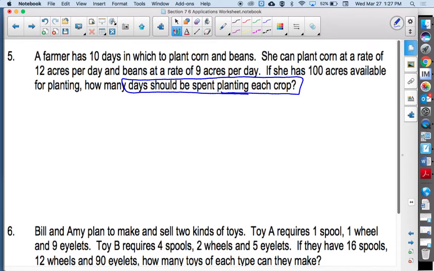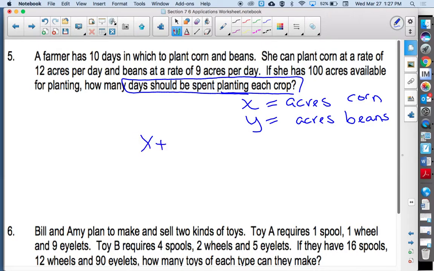If you want to use a C and a B, or an X and a Y, it doesn't really matter. Brandon, how'd you set up yours? I had x plus y is less than or equal to 10. Okay, so X represented the number of days for corn. Yep. And y represented the number of days for beans. It is the number of days with each one of those. So you said the first one was x plus y is less than or equal to 10.